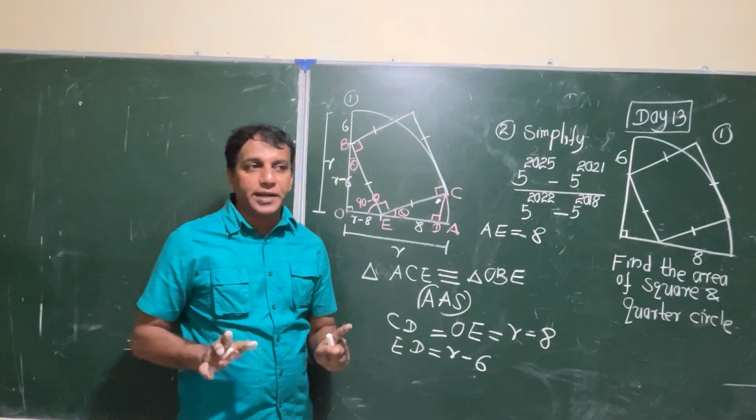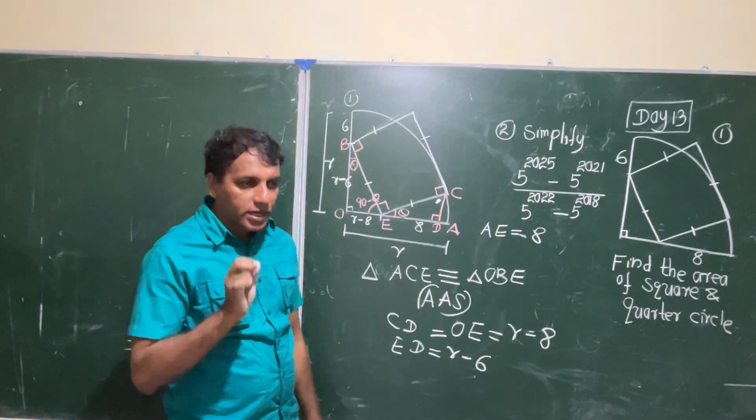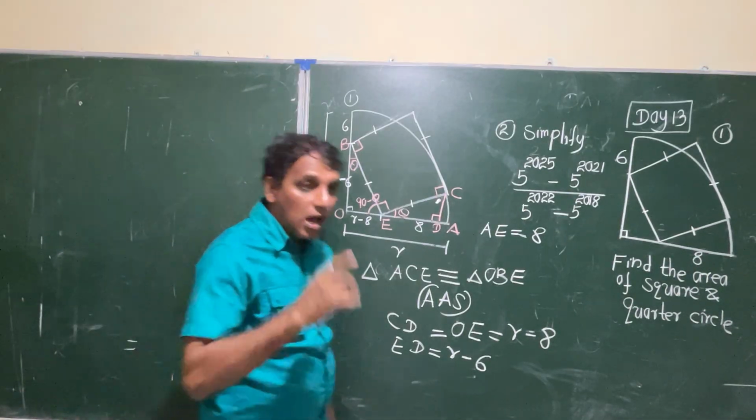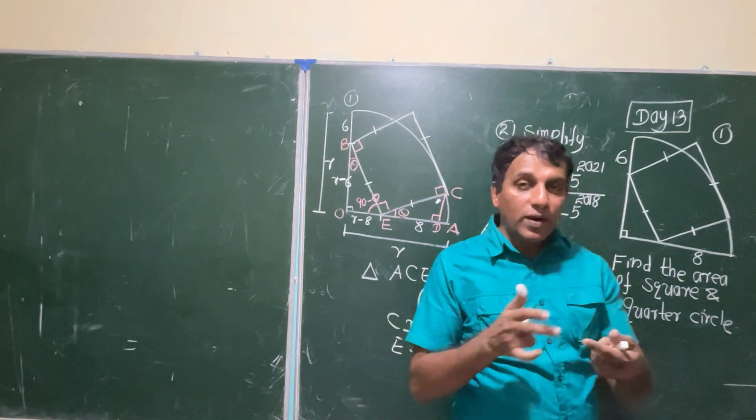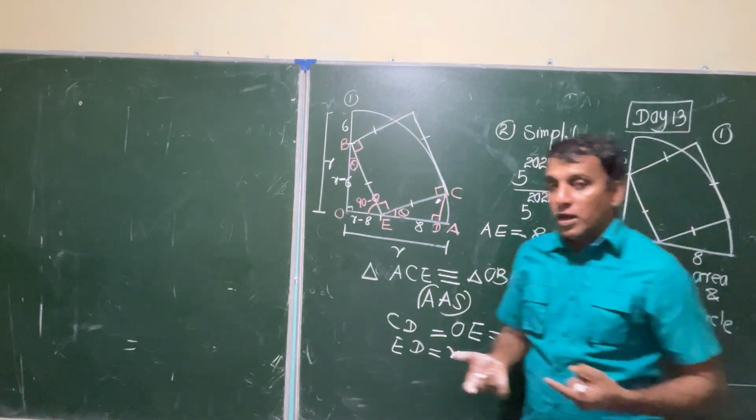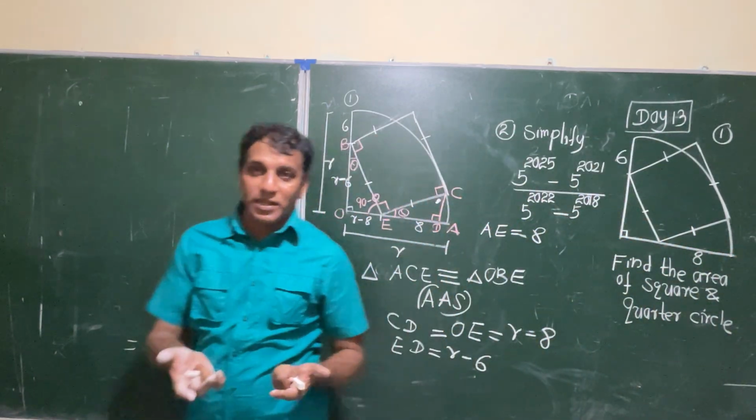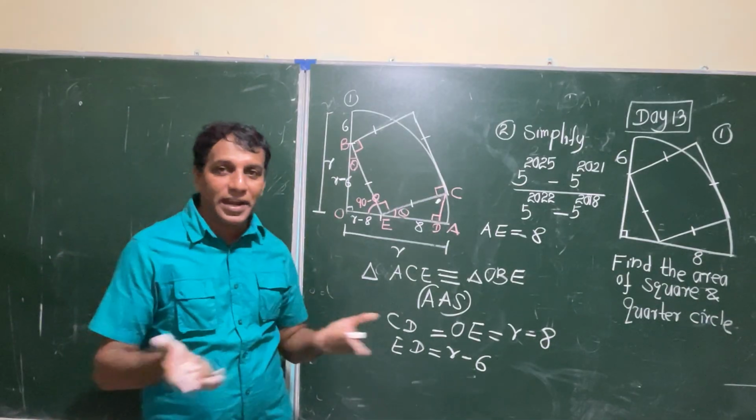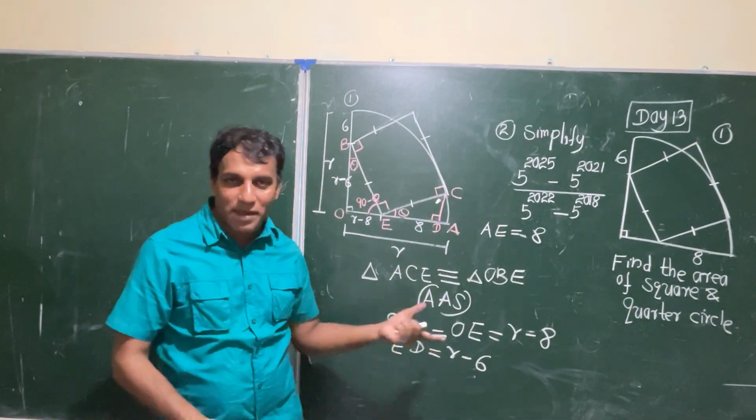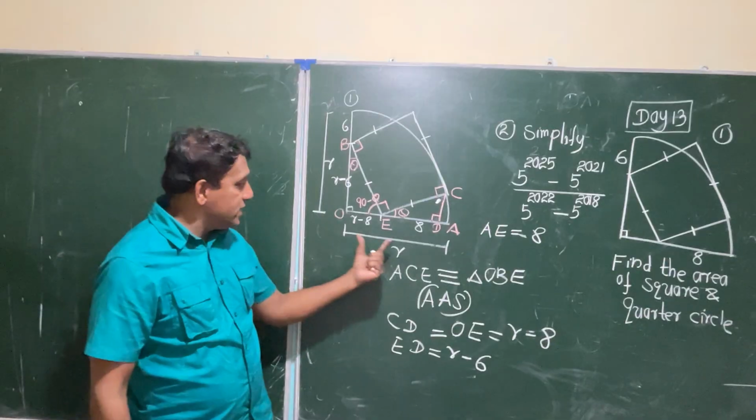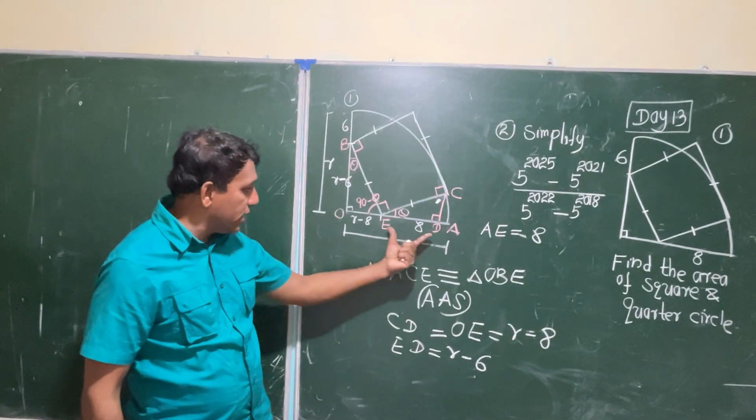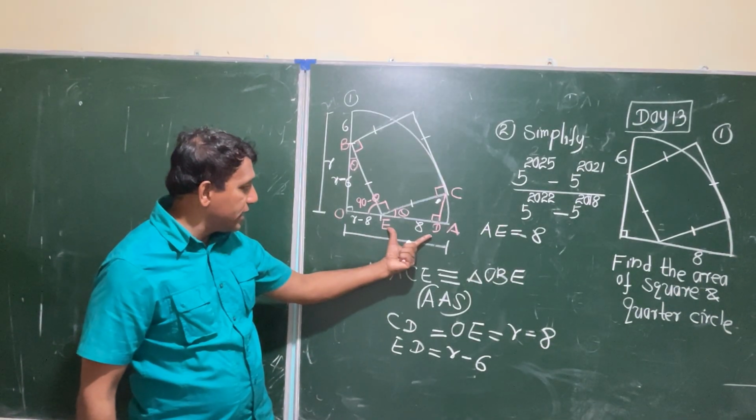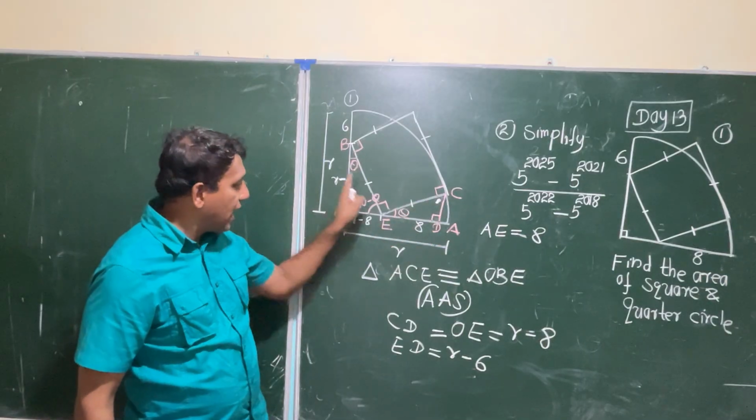Note this carefully, I can't go too fast. Revise and see what I am explaining here, right? ED part is R minus 6 because of corresponding angles, right?